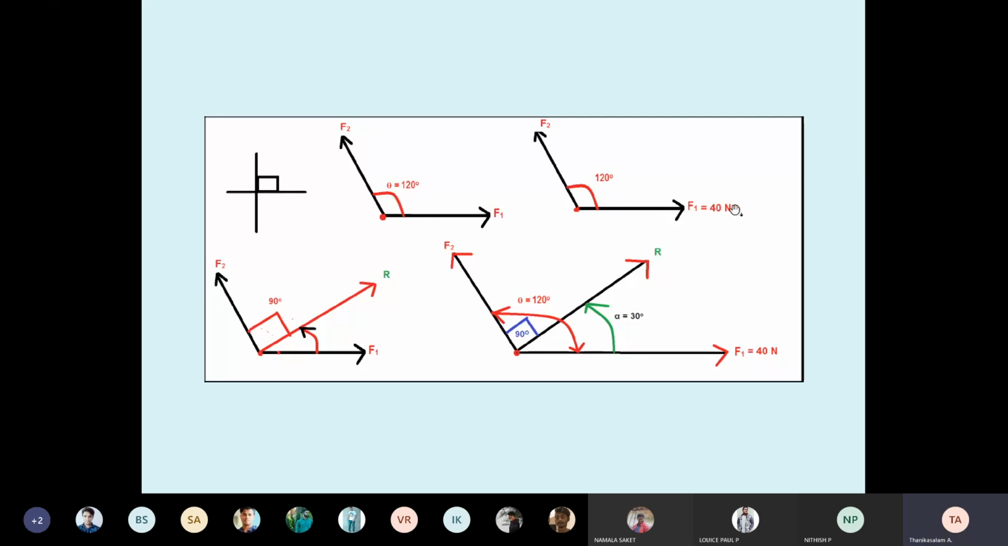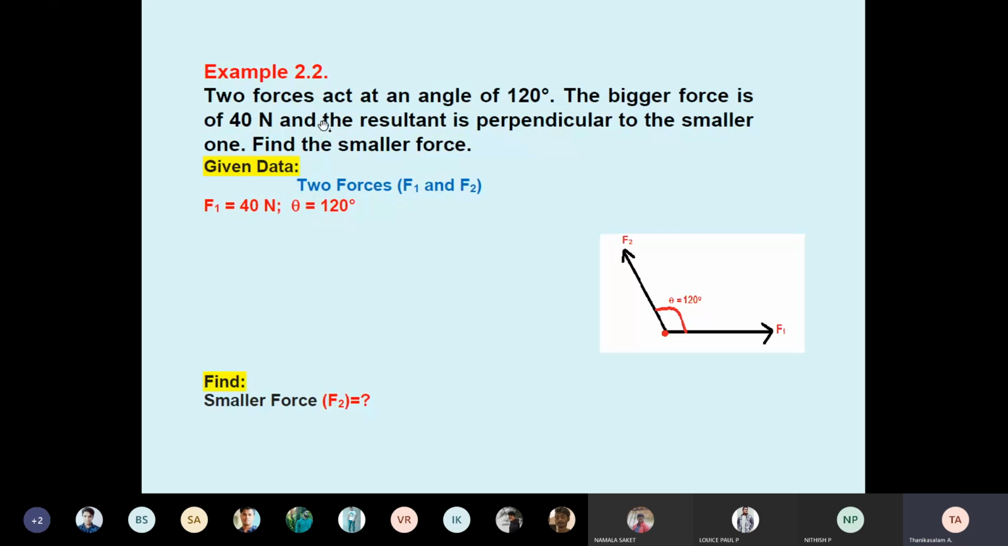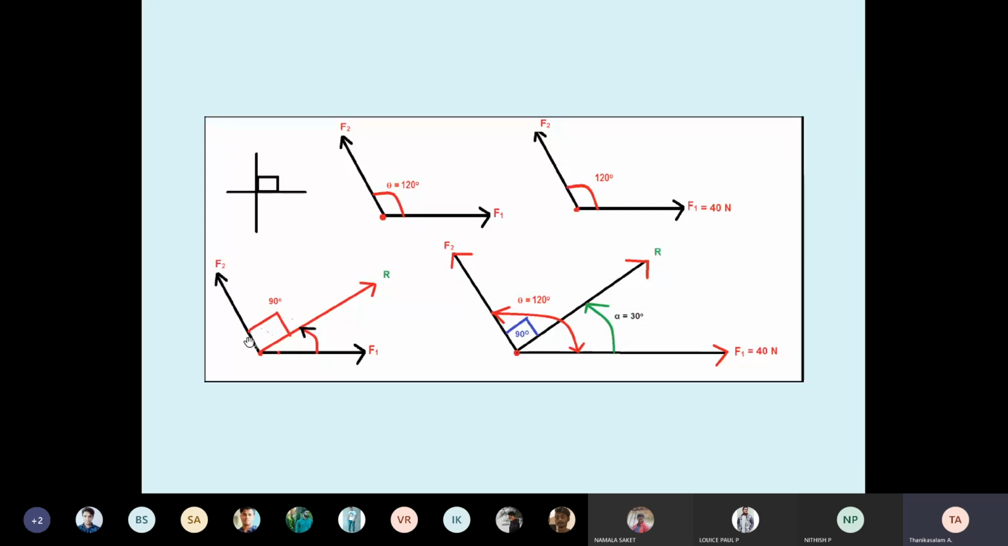Then F1 is the bigger force, and the statement gives F1 equal to 40 Newton. We want F2. The statement says the resultant is perpendicular to the smaller one. Which one is smaller? F2. That's why I have drawn the diagram. See the fourth diagram, bottom left. I have marked 90 degrees because the statement itself says the resultant is 90 degrees with the smaller force, F2.